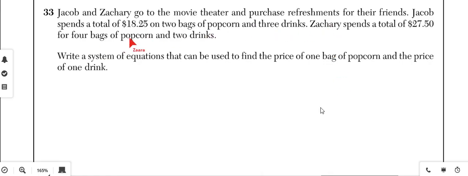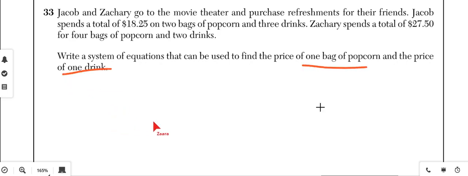Jacob and Zachary go to the movie theater and purchase refreshments for their friends. Jacob spends a total of $18.25 on 2 bags of popcorn and 3 drinks. Zachary spends a total of $27.50 for 4 bags of popcorn and 2 drinks. So we have to write a system of linear equations, and then use them to find the price of one bag of popcorn and the price of one drink.